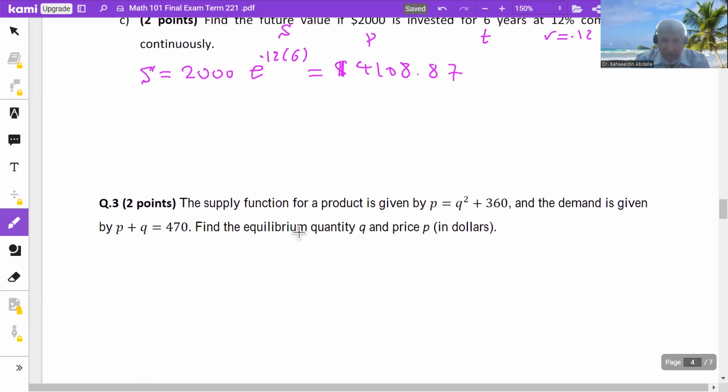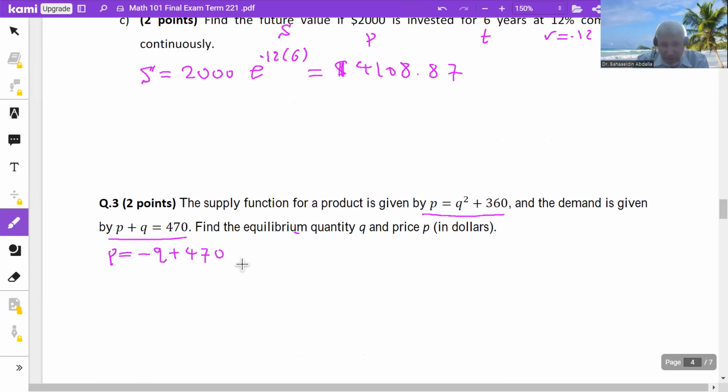The supply function for a product is given by this, and the demand is given by this. Find the equilibrium quantity. To find the equilibrium quantity, we have to solve these two equations together. So I have this equation, solve it for P. I can solve the second equation also for P. So I'll have P equals negative Q plus 470.